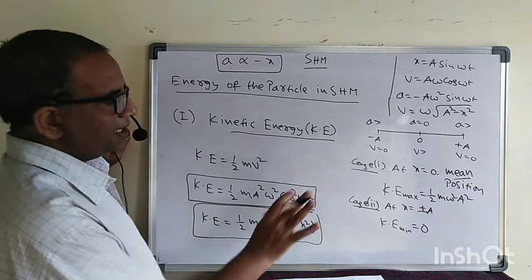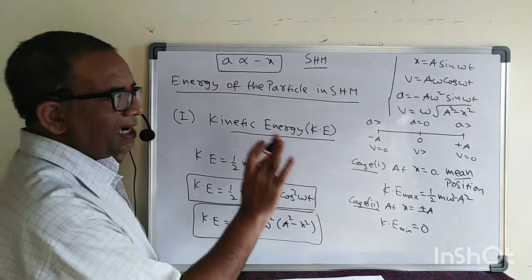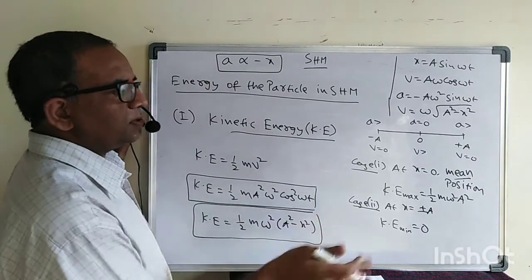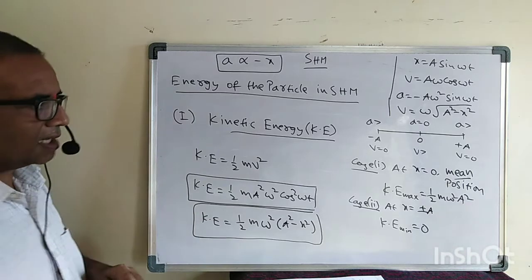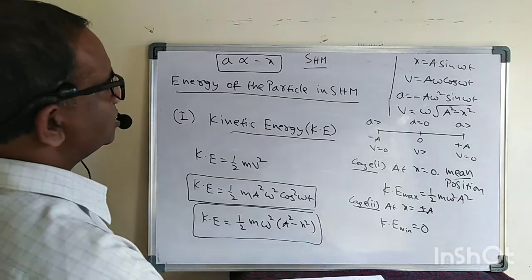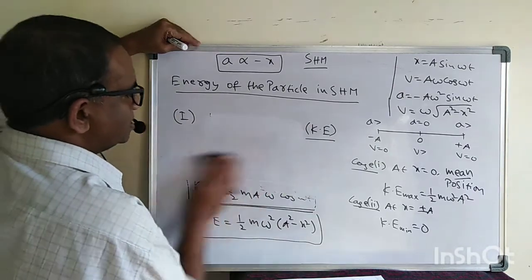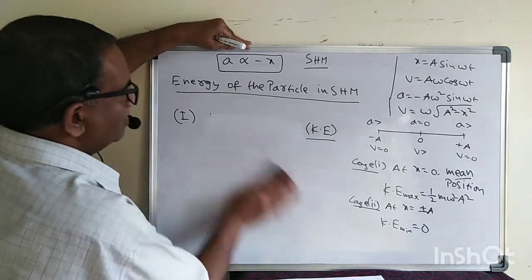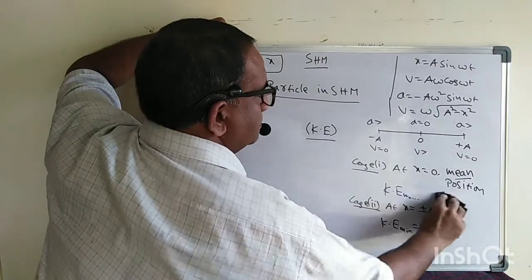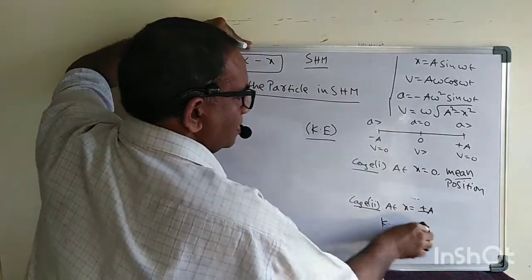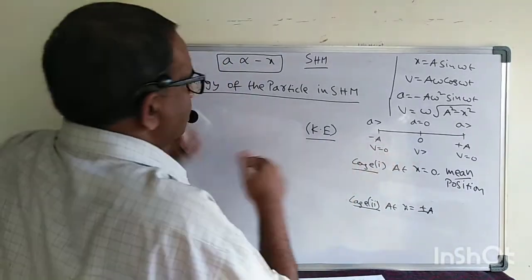You can now say, observe here carefully, the kinetic energy is maximum at the mean position and the kinetic energy is minimum at the extreme position. Okay, this is about kinetic energy. Now let us discuss the potential energy. You can pause and you can copy. The same cases will come once again.